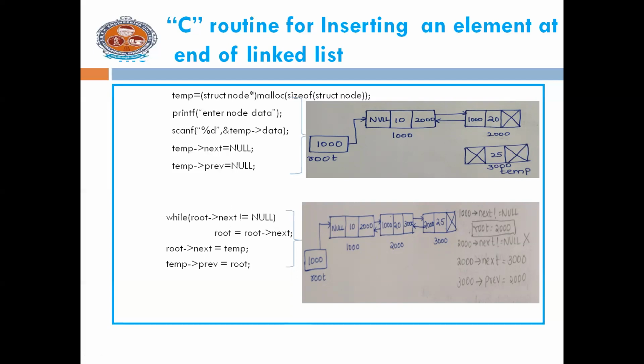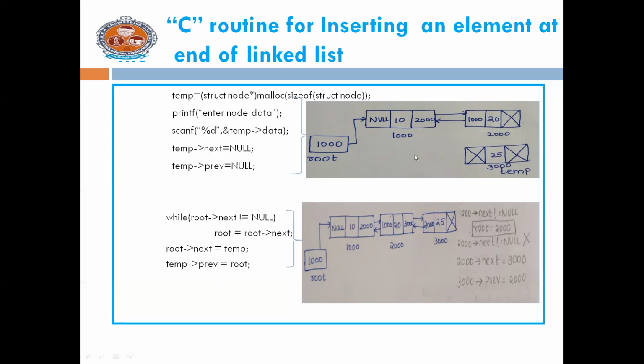So you have to traverse to the next node here. So root equals root of next. That means root of next value is 2000. So our newly updated root value is 2000. Again, I'm going to the while loop here. So while root of next, that is 2000 of next, what is the 2000 of next value here? It is null. That means we are failing the condition here. The loop will be terminating.